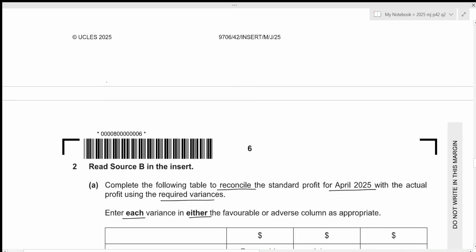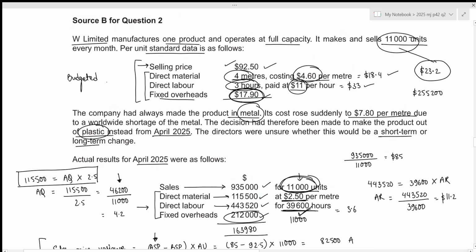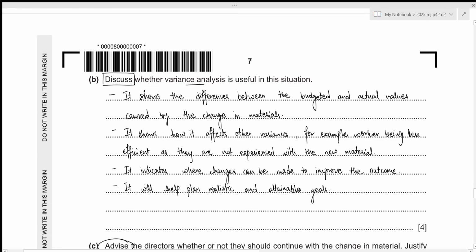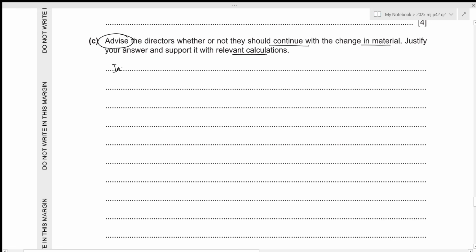Let's take a look above. So if we were to continue with metal, we would now have to pay 7.8 per meter as compared to the previous 4.6 per meter. So we can first figure out the increase in price per meter. Let's do that. So the increase in price per meter will just be our new price 7.8 minus the previous price 4.6. This will result in the value of 3.2. This is per meter change.